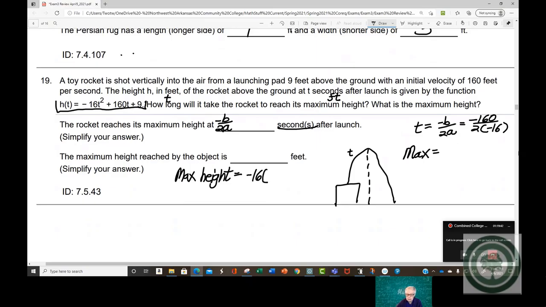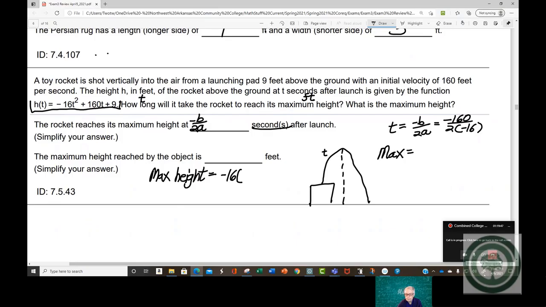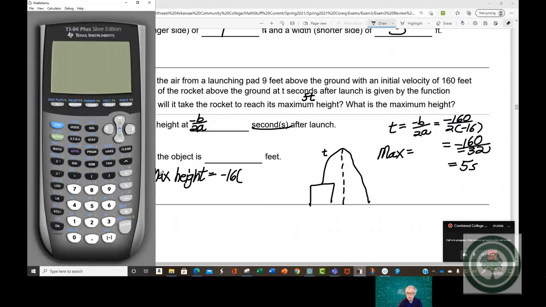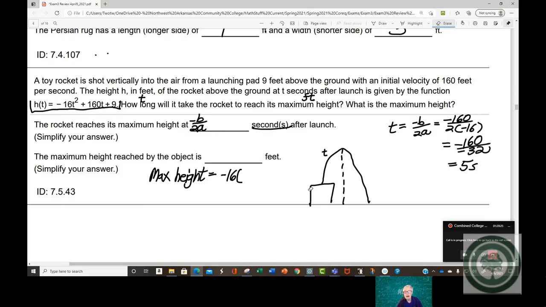Negative B over 2A is negative 160 over 2 times negative 16. I think we did this. Doesn't matter, we'll do it again. Equals negative 160 over negative 32. And I think I know that's 5, so I'm going to write 5 seconds, but I am going to put it in the calculator to make sure. Negative 160 divided by negative 32 is 5, yeah. All right, let's get rid of the word max. It's going to take 5 seconds for the toy rocket to reach its maximum height.